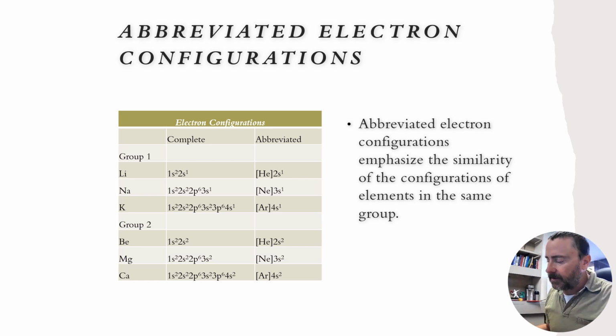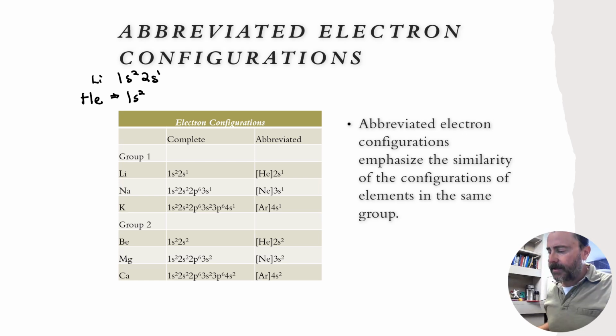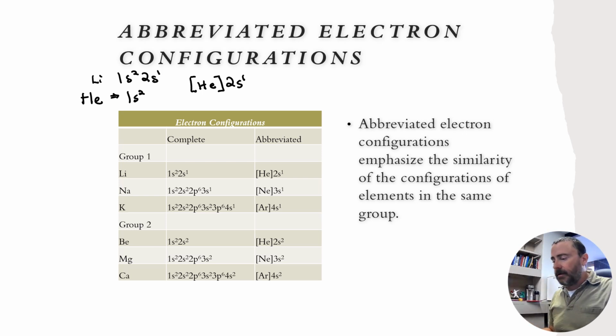So lithium has the electron configuration of 1s2, 2s1. Well, if we look at the previous noble gas on the periodic table, get a periodic table out. I can't really move around on my slides here, but the previous noble gas is helium. Helium has an electron configuration of 1s2. So lithium has the same electron configuration as helium, and it has then a 2s1 electron in it.